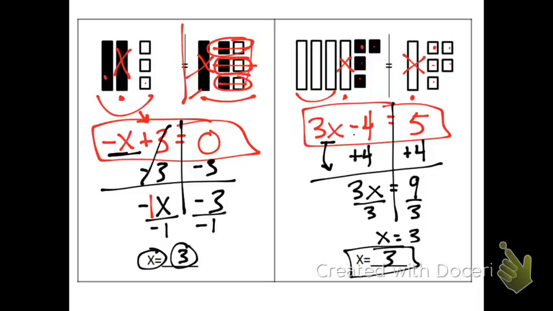And there we go. Okay, so this is the basics of where we're going to be starting. We're going to go further from here, but this is the beginner step to look at our models, cross out what's the same, get rid of zero pairs, and then find the equation you're left with so you can solve it out. Okay?